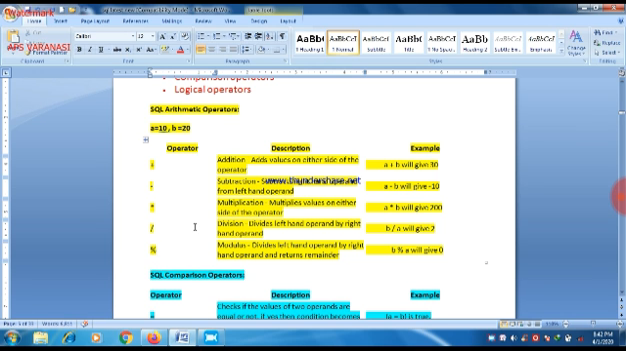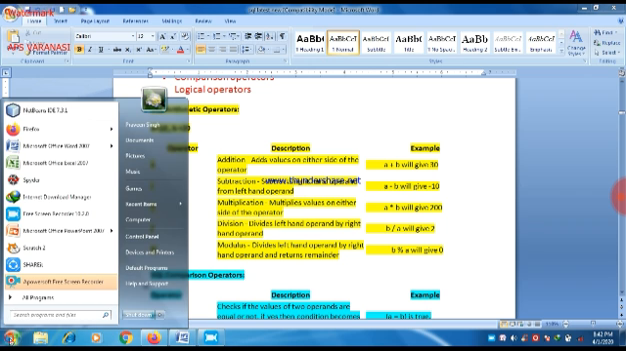So if a is equal to 10 and b is equal to 20, then a plus b gives result 30, a minus b gives result minus 10, a into b gives result 200, b slash a gives us result 2, and b modulo a, it means 20 modulo 10, gives us result 0 because there is no remainder at all. These are the arithmetic operators.